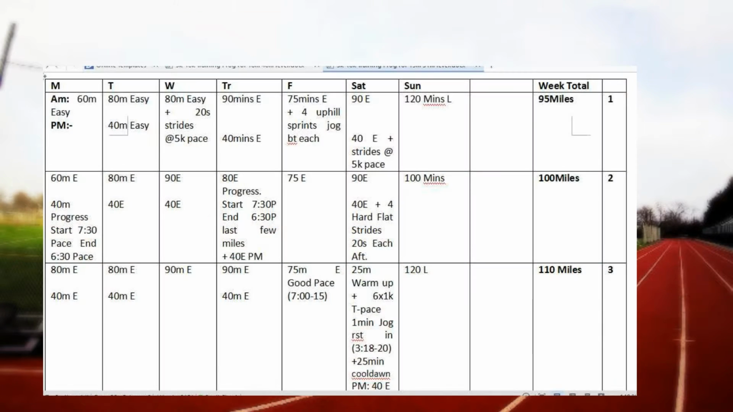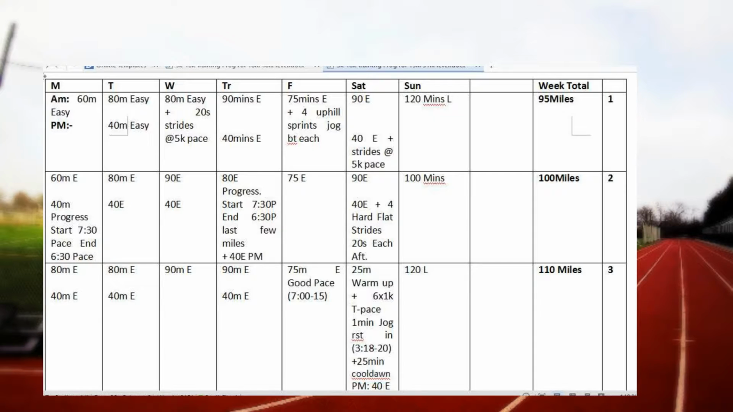So we're going to start the program. I'd like to start off with a lot of easy running. Easy Wednesday, 80 easy, 20-second strides. I like to do a lot of strides at your 5k pace. You're going to be building up, so just look through this, and then we're going to switch. Long runs of 120 minutes is fine. I don't think you need to do much more as of right now, and that's 95-mile weeks.